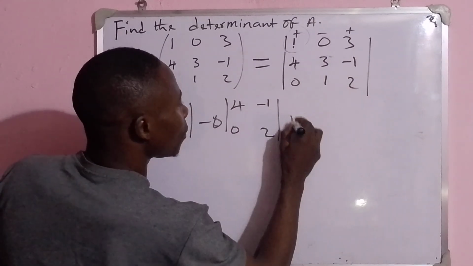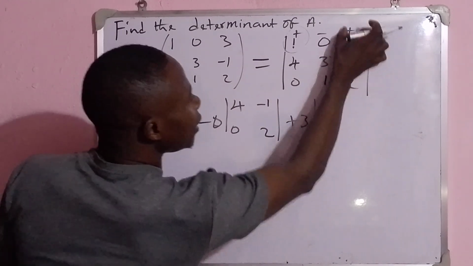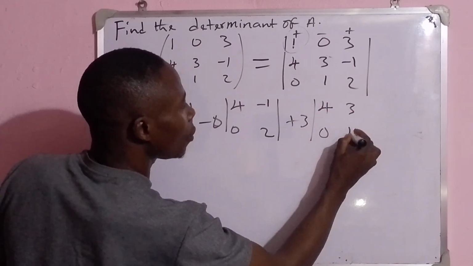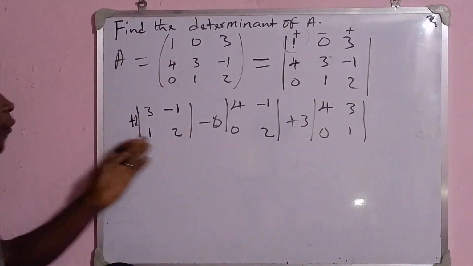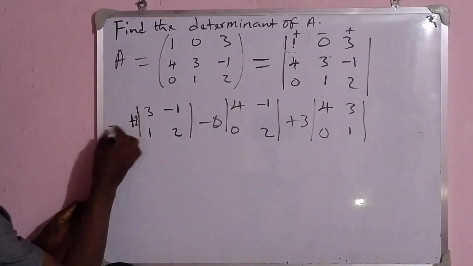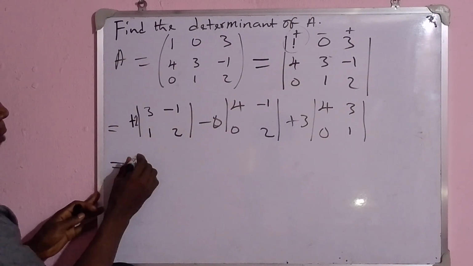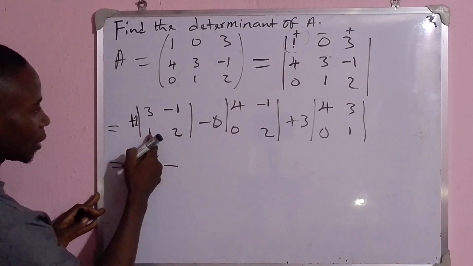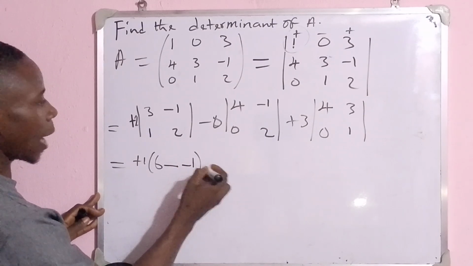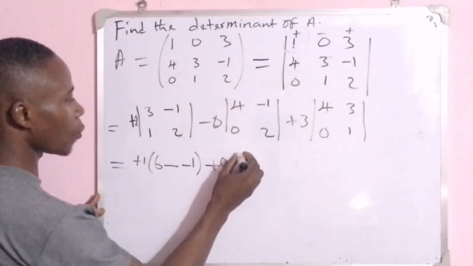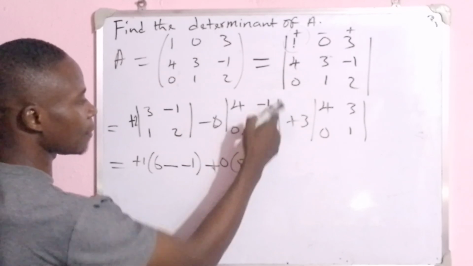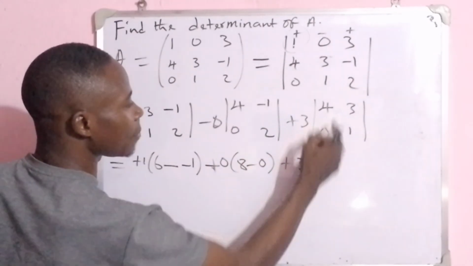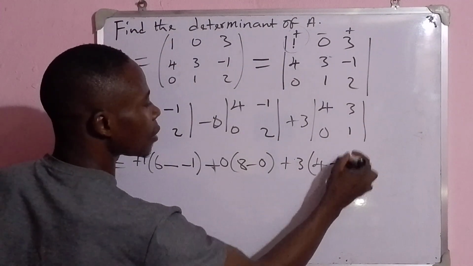So we are taking this one plus 3, and then we'll delete this, so we'll have 4 0 3 and 1. So we'll take the determinant of each of the 2 by 2 matrix. So this is the same thing as plus 1 open bracket. This time this will give us 6 minus this time this will give us minus 1, and then this will be minus 0 open bracket. This time this is 8. This time this minus 0, and then plus we have plus 3 open bracket. This time this is 4 minus this time this is 0 close bracket.